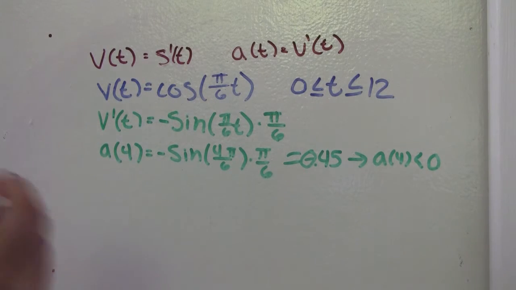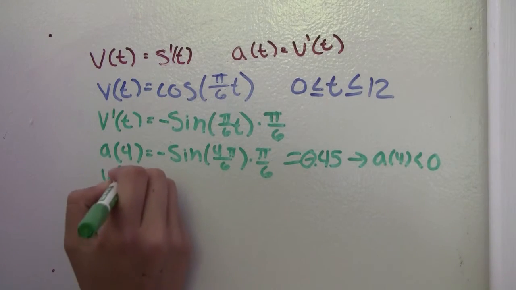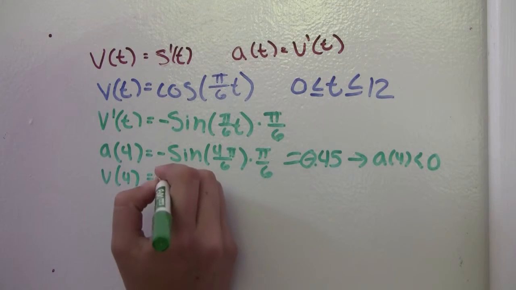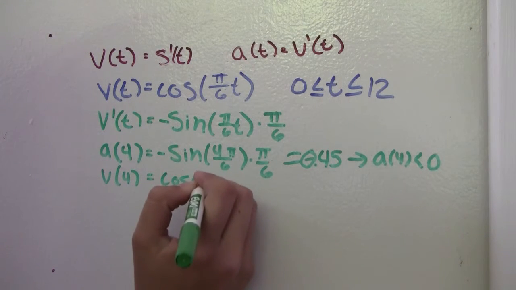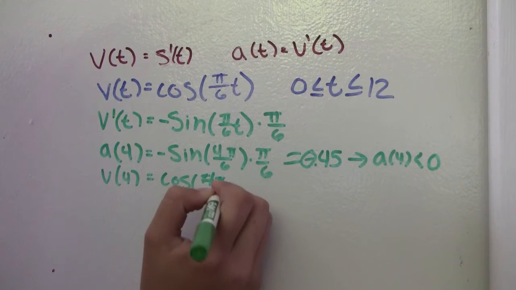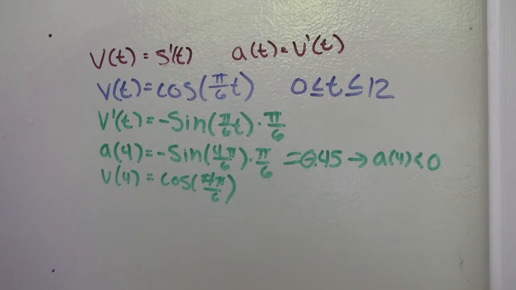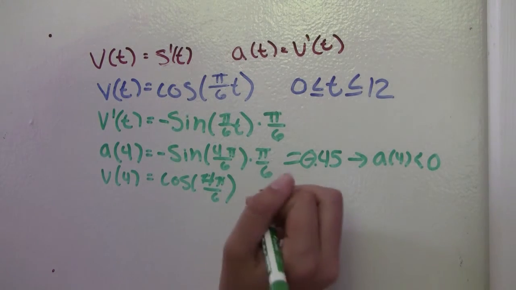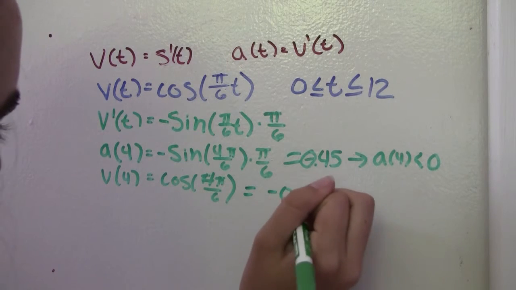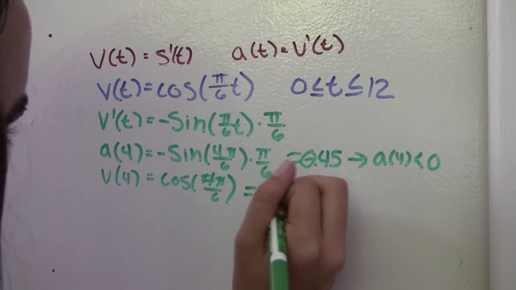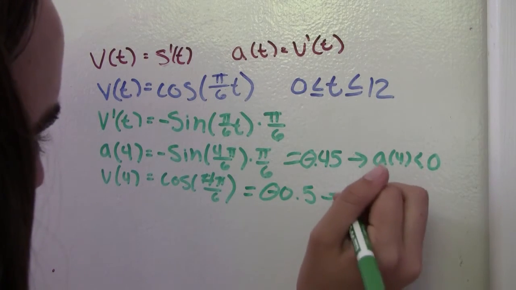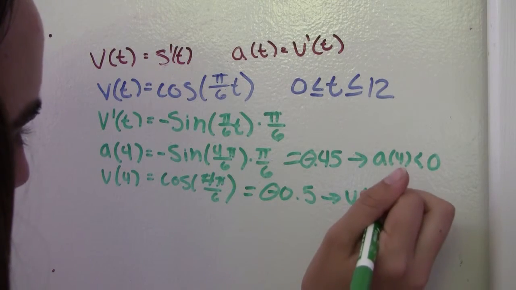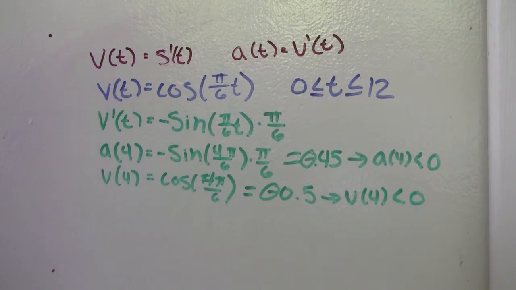Now we're going to check the velocity. So the velocity at time 4 is equal to cosine 4 pi over 6. And if we plug that into our calculator, we're going to get negative 0.5, which is also negative, meaning that the velocity at time 4 is also less than 0.